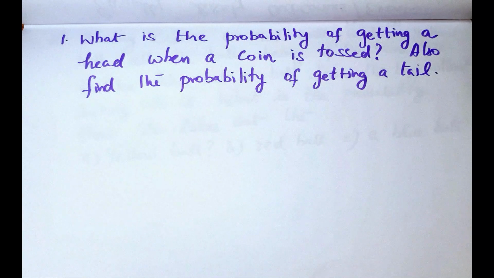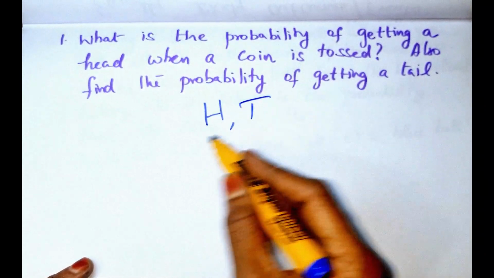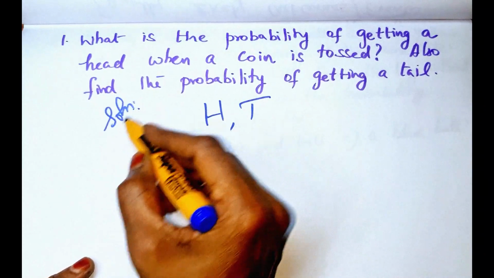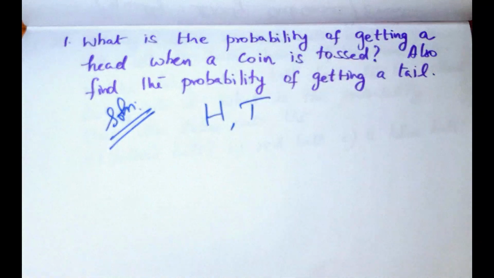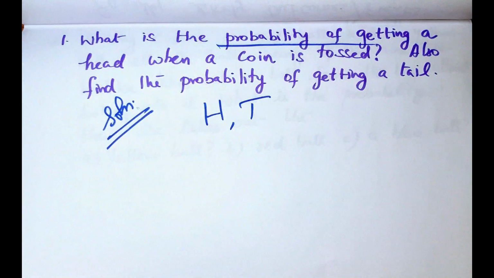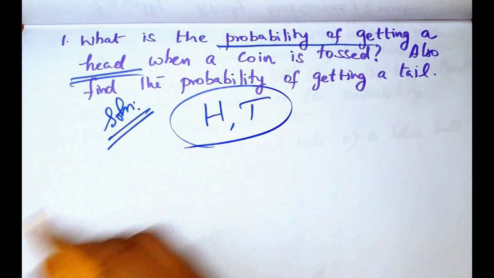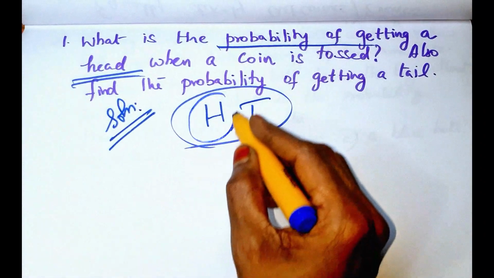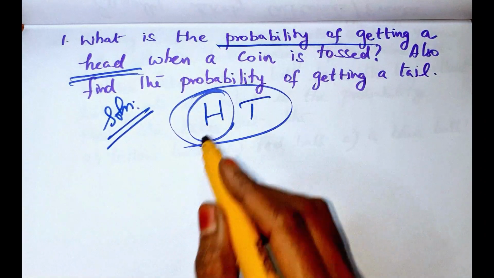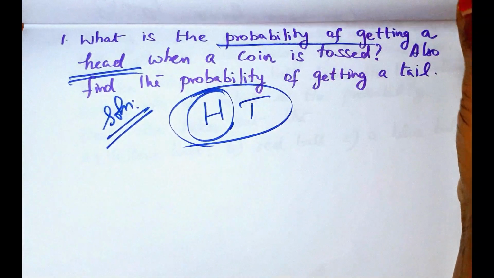So first we have to write what the possible outcomes are. What are the possible outcomes we have? Head and tail. Am I right? So we only have two possible outcomes, head and tail. In that, the first question is to find the probability of getting a head. Out of these two outcomes, what we expect is head. That is in my favor, right? I am in favor of getting a head. That is the favorable event.